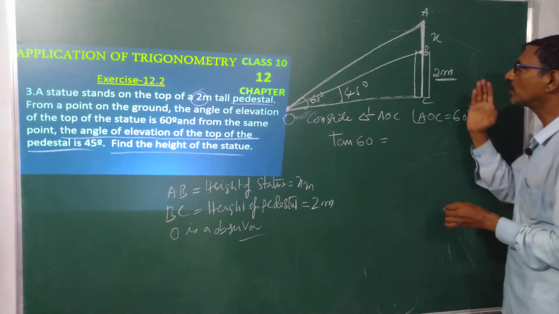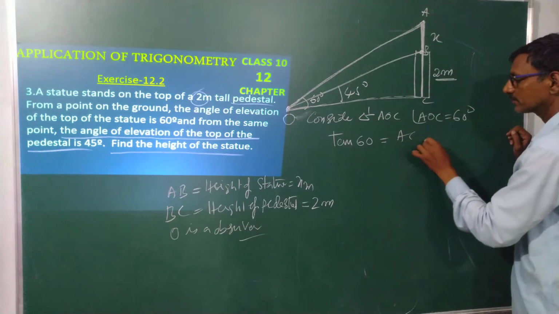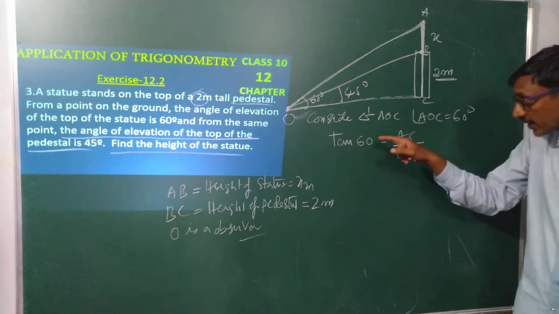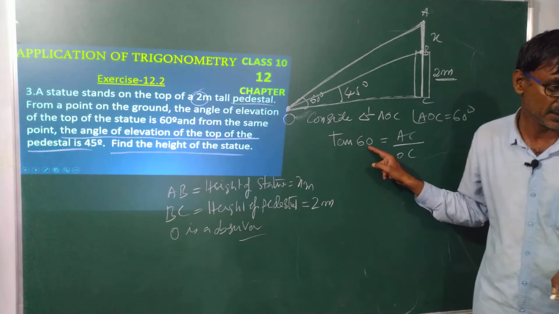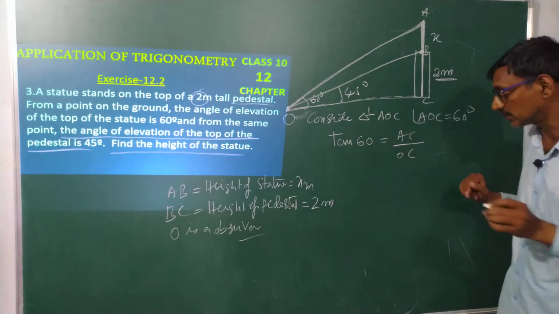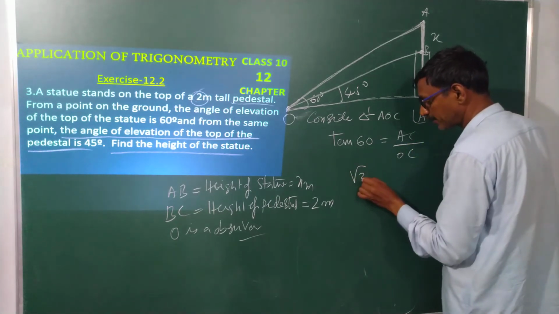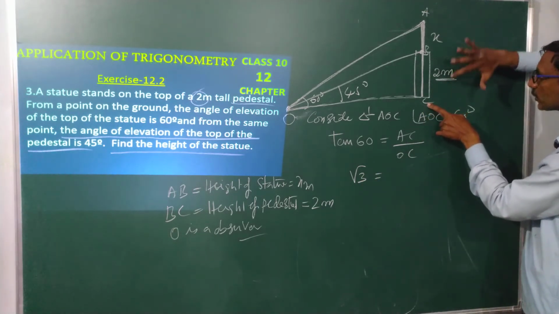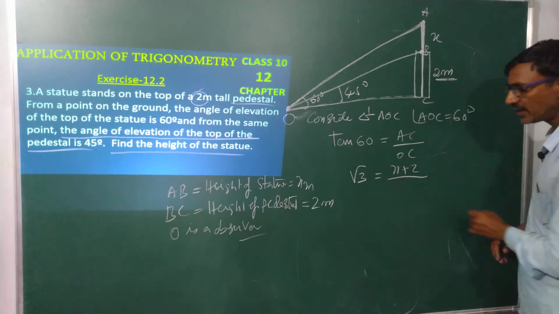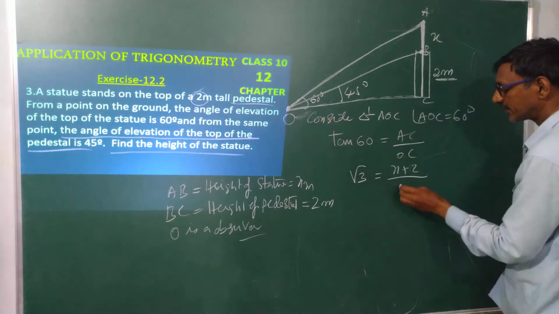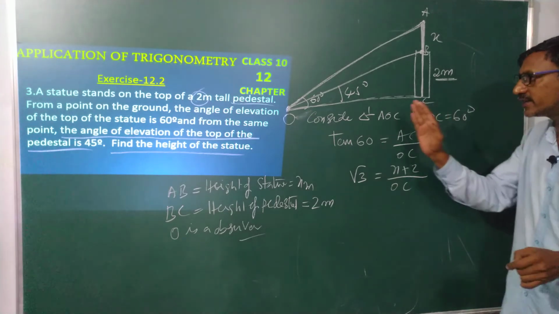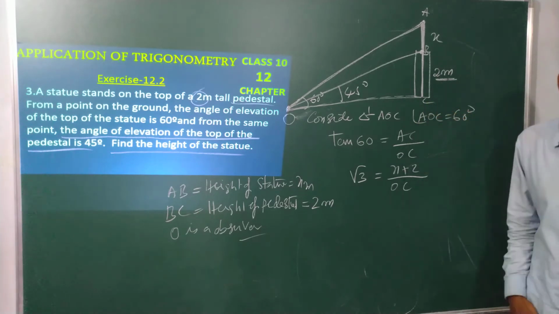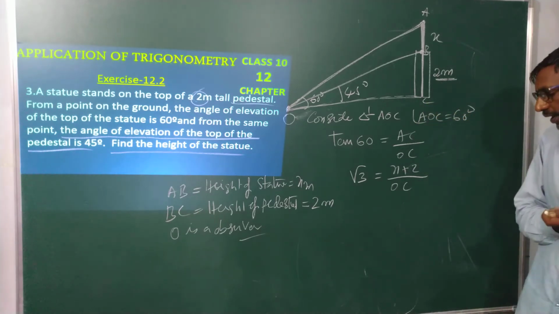tan 60 is equal to the opposite side AC divided by the adjacent side OC. This is the trigonometric ratio with respect to 60 degrees. I know the tan 60 degrees value, root 3, is equal to AC divided by OC. AC is nothing but x plus 2, keep in mind. OC is the distance between the observer and the foot of the pedestal.